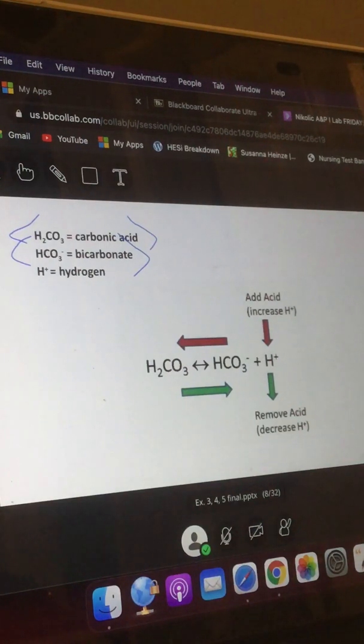We're resisting the change in pH. We do that with this buffer system, the carbonic acid bicarbonate buffer system. So that's our whole thing here. That's what we're going to be kind of showing with this particular experiment.